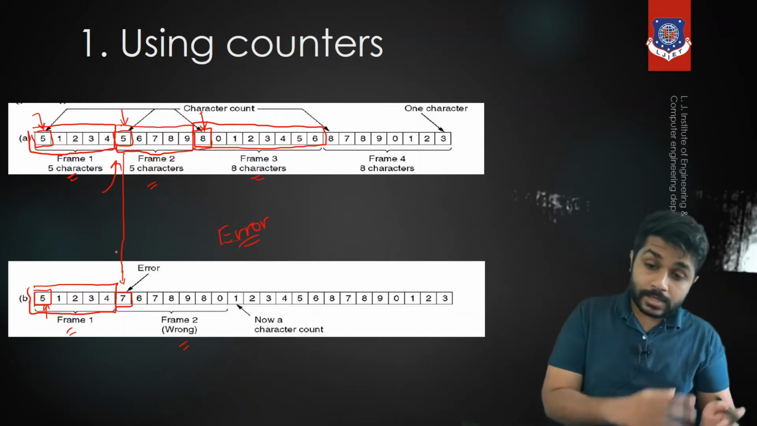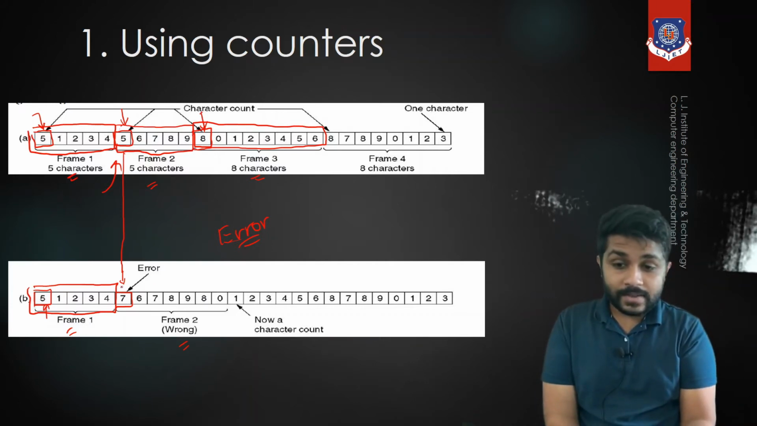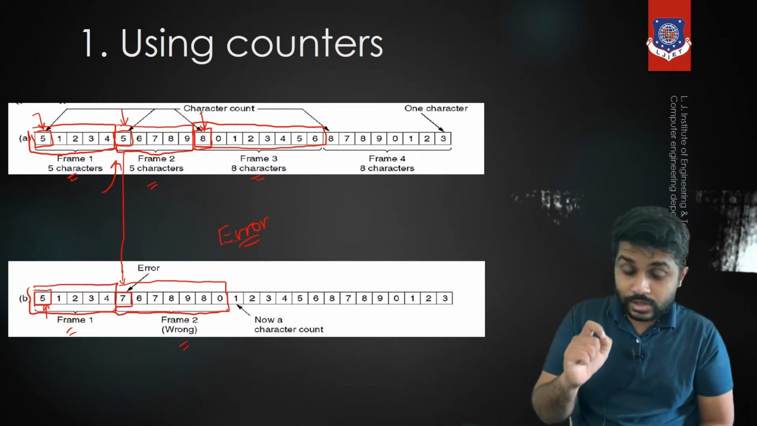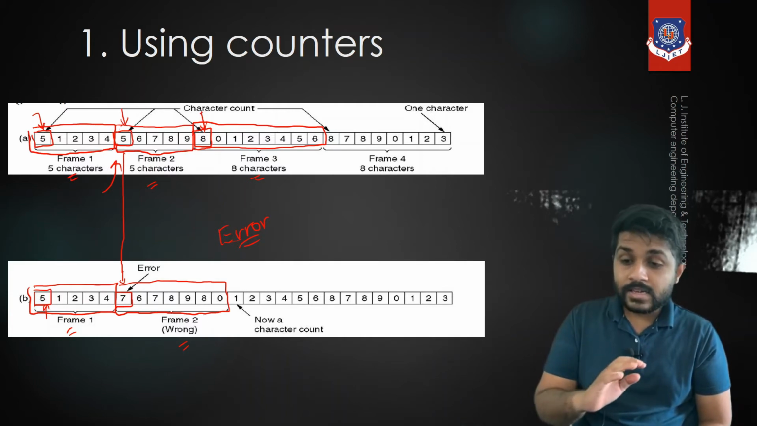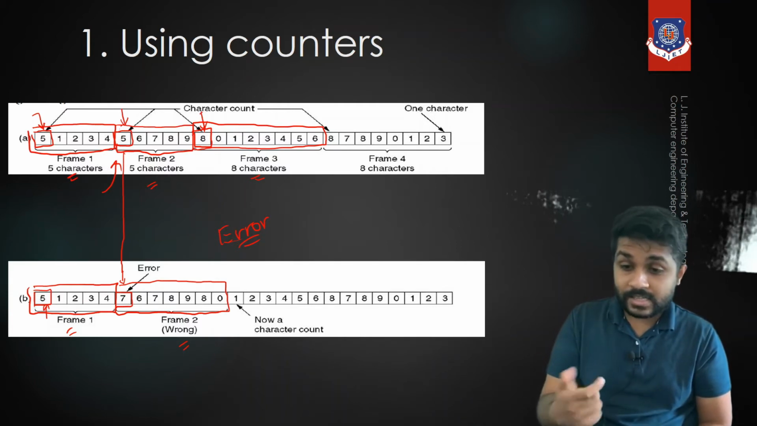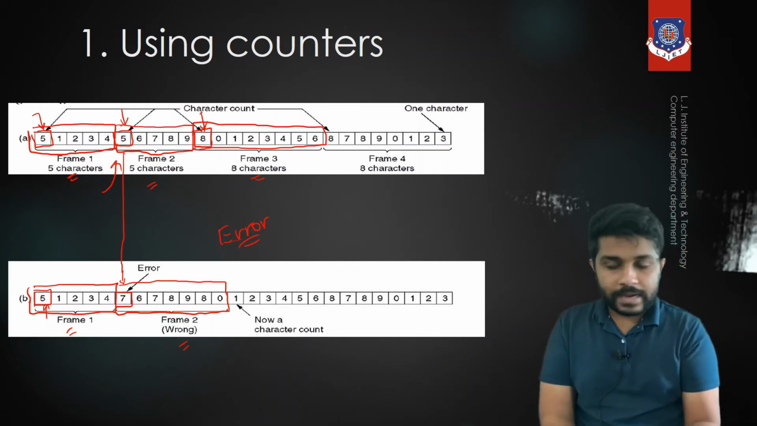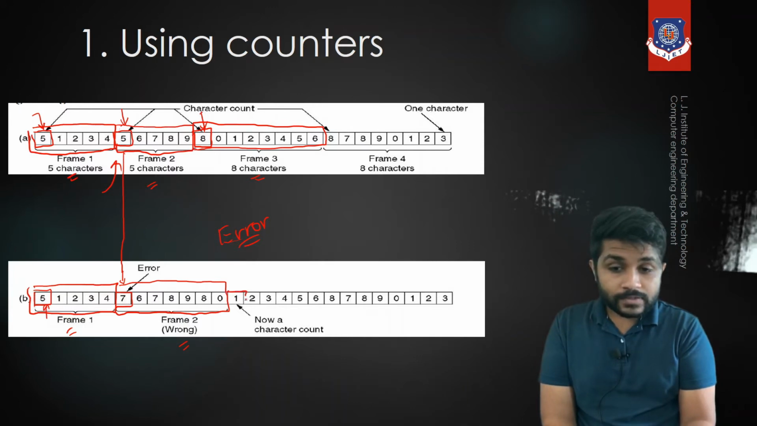So the receiver is going to think that there are a total of 7 characters in frame 2, but actually there were not 7 characters, there were only 5 characters. Now see, because only one character is damaged, only one character is corrupted, the whole sequence will be corrupted. How? Let's see that after that the first character of the next frame is 1.